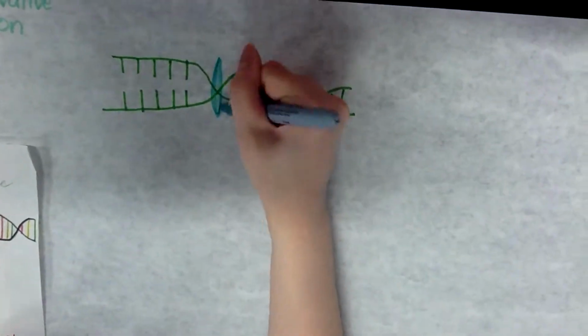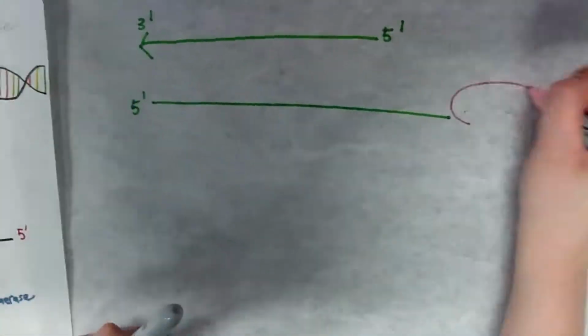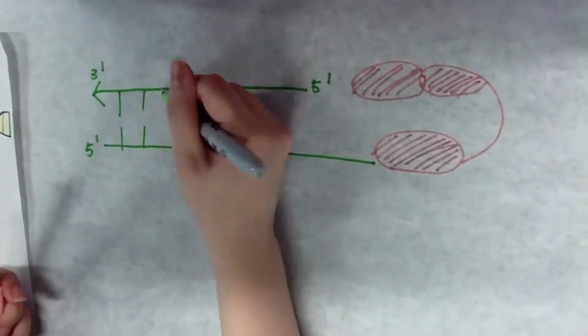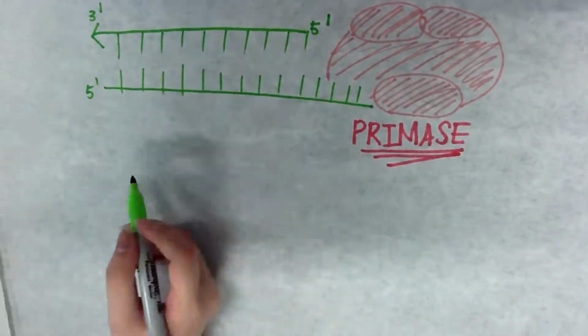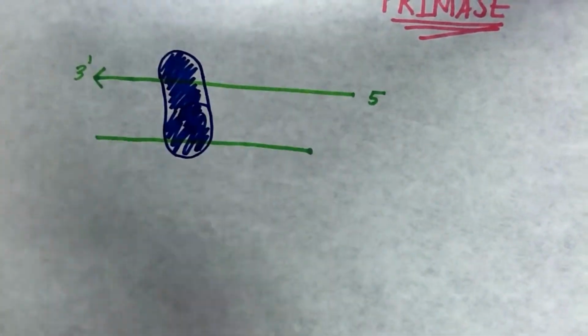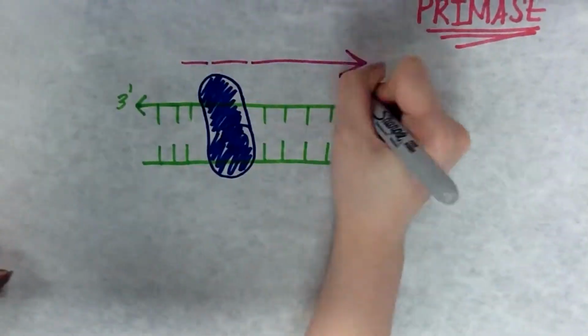Helicase unwinds DNA. RNA primase initiates DNA replication. RNA primase is an enzyme that forms short RNA segments called RNA primers. DNA polymerase attaches to each RNA primer. This is the beginning of elongation. DNA polymerase continues the new strand by adding new nucleotides in the 5 to 3 direction.